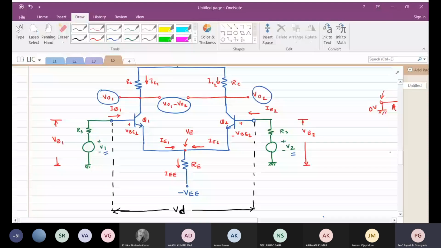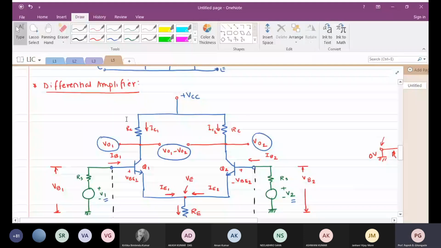I think before going for the next part, which is going to be slightly mathematical, I will stop here for today and let you reconcile on what we have done so far. We have been introduced to a new type of circuit now, and it is called the differential amplifier.